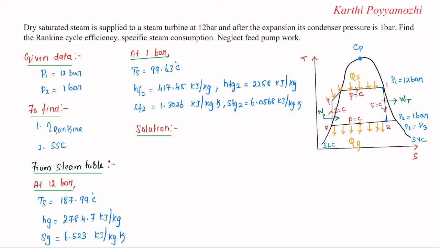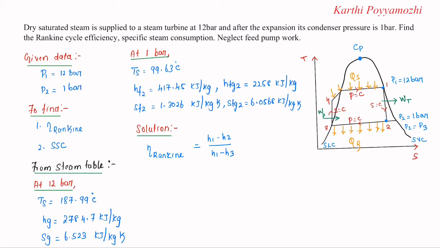The efficiency of the Rankine cycle is given by the equation (H1 minus H2) divided by (H1 minus H3). We have to find the value of H1, H2 and H3, that is, the enthalpy at these three states. The value of H1 can be found from the steam table, and I have noted the values of the enthalpy and entropy at 12 bar and 1 bar from the steam table.